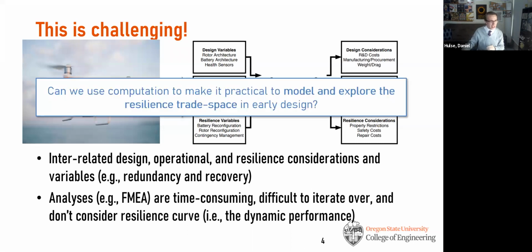So our motivating question behind this work is, can we use computation to make it practical to model and explore the resilience trade space in early design? The idea being, if we instead use a computer to model the system and then explore all of these different variables, all of a sudden it becomes a whole lot more tractable to explore a wide range of designs.